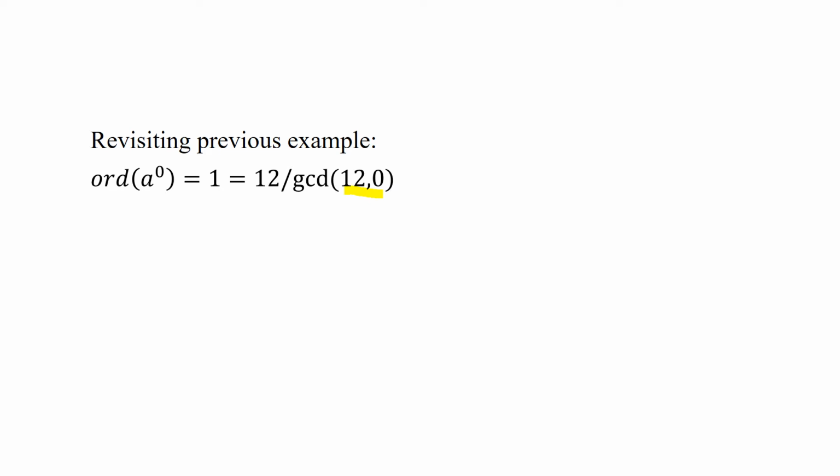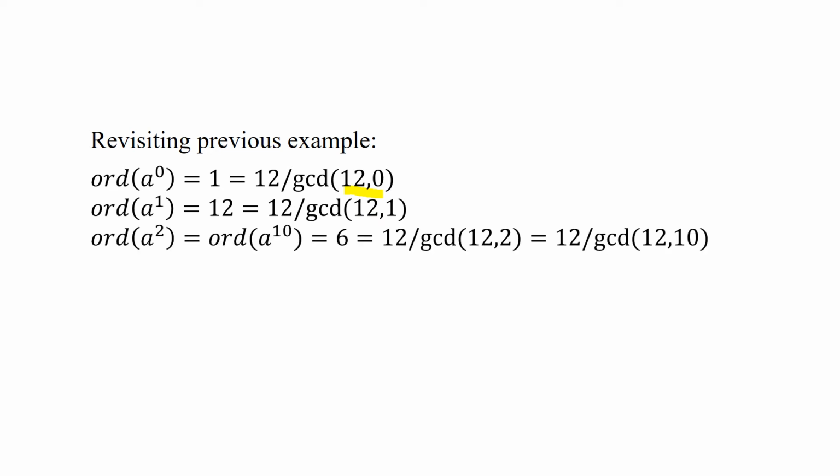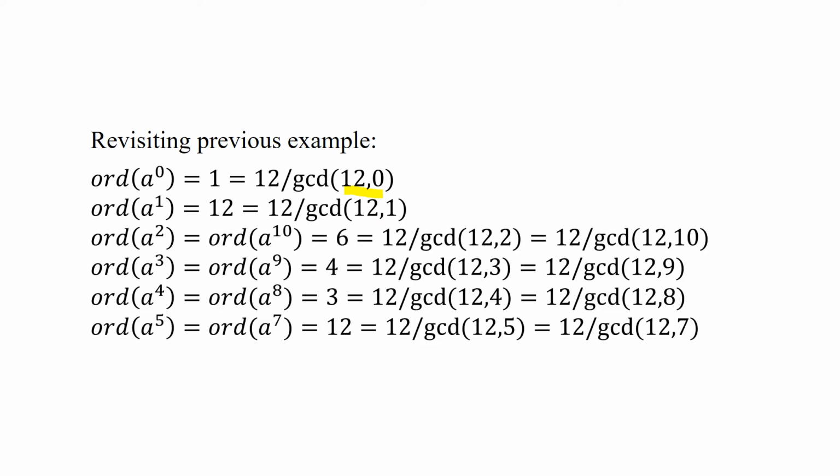As I go through the rest of them, it's pretty clear that my formula applies, just verifying what we saw earlier. Notice here the two elements that we got of order 12, a to the 5th and a to the 7th. They're of order 12 because the GCD of 12 and 5 is 1, and the GCD of 12 and 7 is 1. So these two elements of order 12 are also generators of my group. I had a cyclic group generated by a, also generated by a to the 5th and a to the 7th.